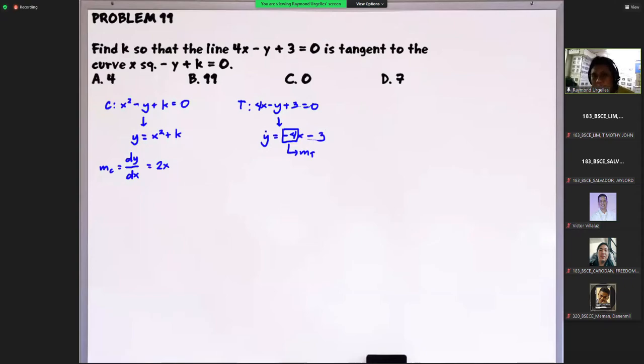Again, basta y yung nasa left-hand side natin, tapos lipat natin yung iba sa right-hand side. So then yung nakamultiply kay x, yun ang slope ng tangent line. Therefore, since we know that the slope of the tangent line is equal to the slope of the curve, you will get that negative 4 is equal to 2x. So ibig sabihin, this tangent line will be a part of the curve if x is equal to negative 2. Okay? Nakuha ba? So ibig sabihin, ito yung isa sa mga coordinates ng point of tangency natin.